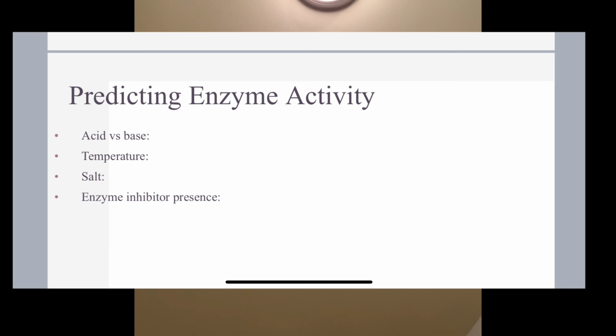So to dive into acid versus base, we can probably assume that too much is bad and too little is bad, because it always is. You eat too much food, you get fat. You don't eat enough, you get too skinny. It's always about finding that balance in life, and that is the same situation here with enzymes.